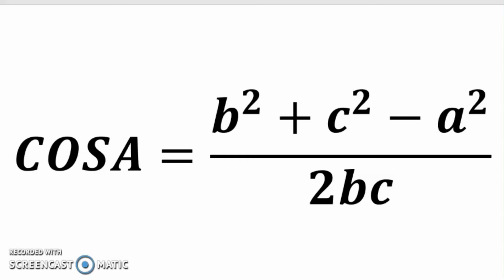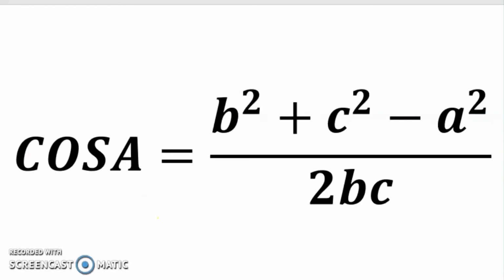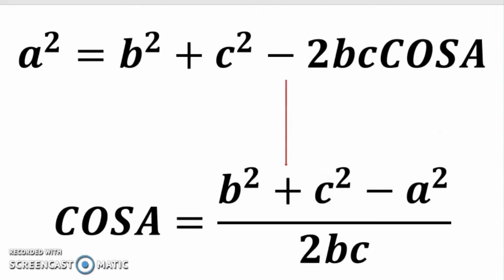Now, you can only use this formula when you are given all three sides. If all three sides are given to you and you are asked to find an angle which is theta, then you are going to use this formula. Please take note, these two formulas are pretty much the same thing. All I did here was to make cos A the subject of formula to arrive at this.